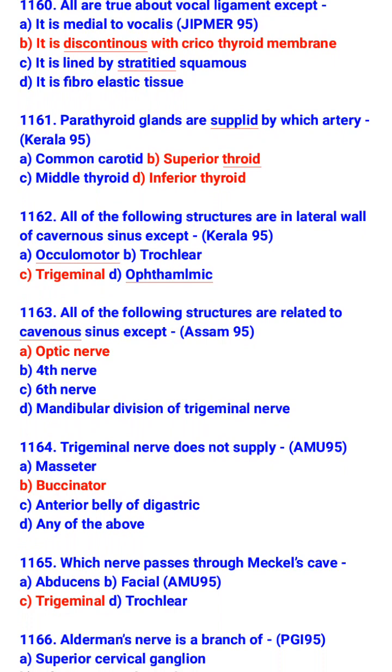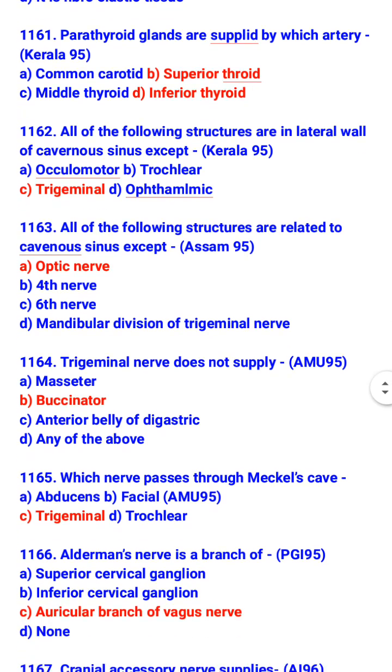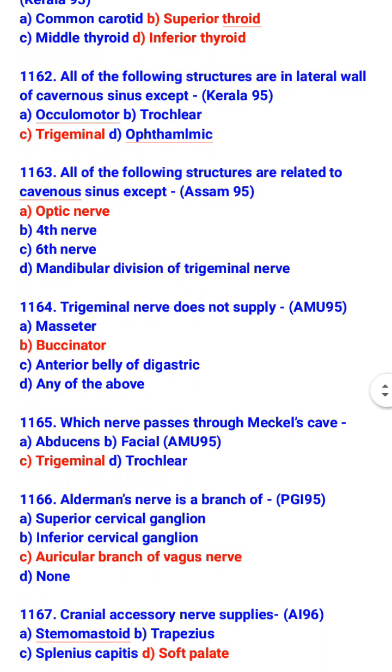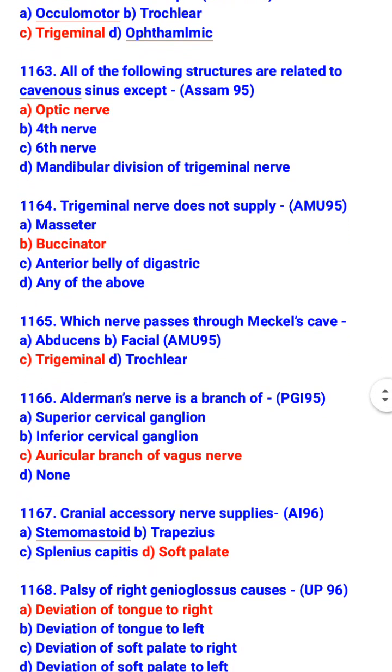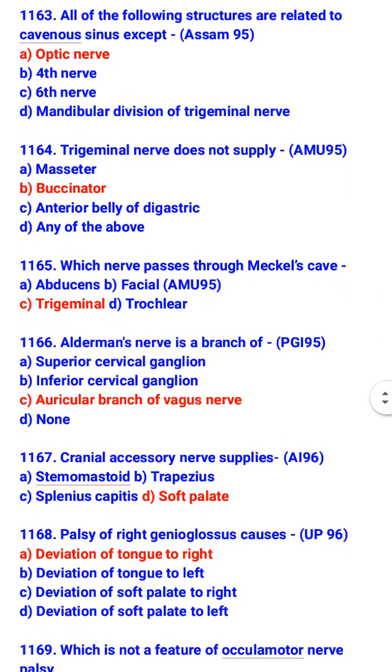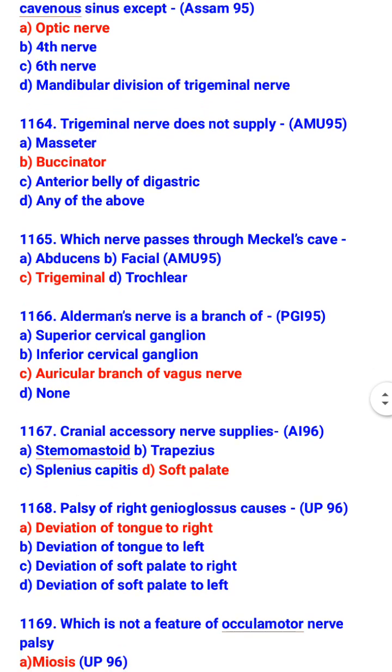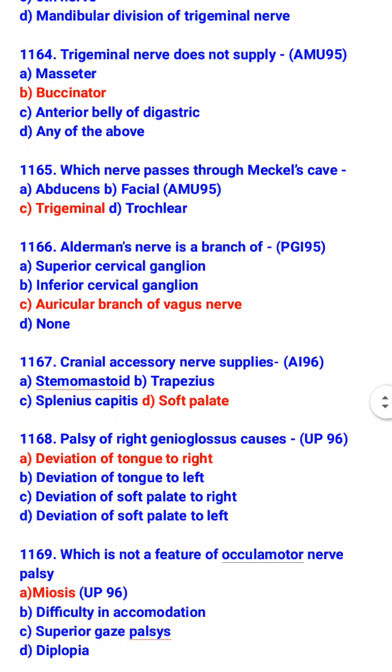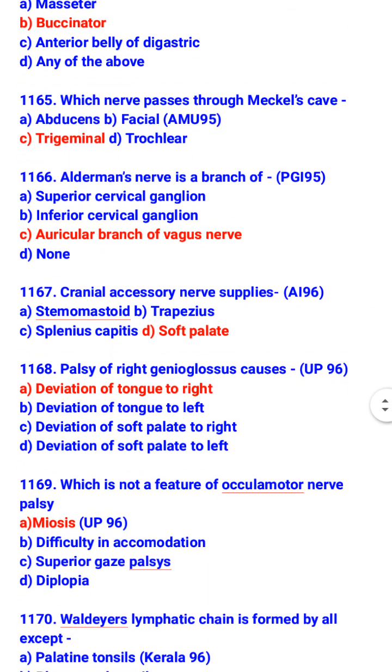So fourth nerve, sixth nerve, and mandibular division of trigeminal nerve are related to cavernous sinus. Trigeminal nerve does not supply buccinator; it supplies masseter, anterior belly of digastric, and which nerve passes through Meckel's cave? Trigeminal nerve. Alderman's nerve is a branch of auricular branch of vagus nerve. Cranial accessory nerve supplies soft palate.